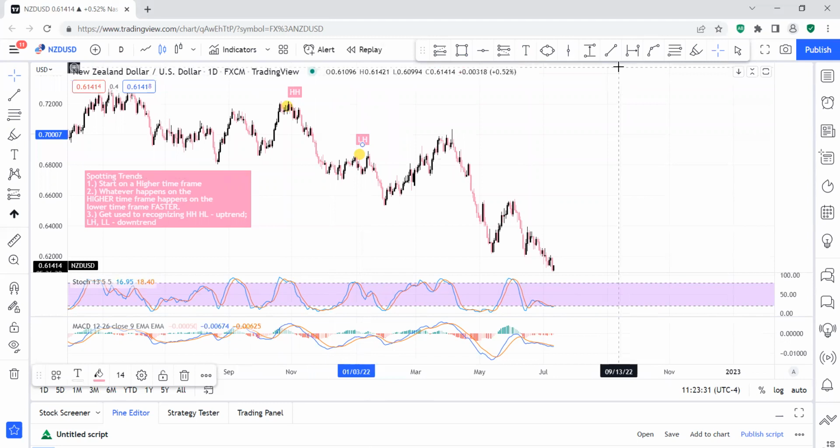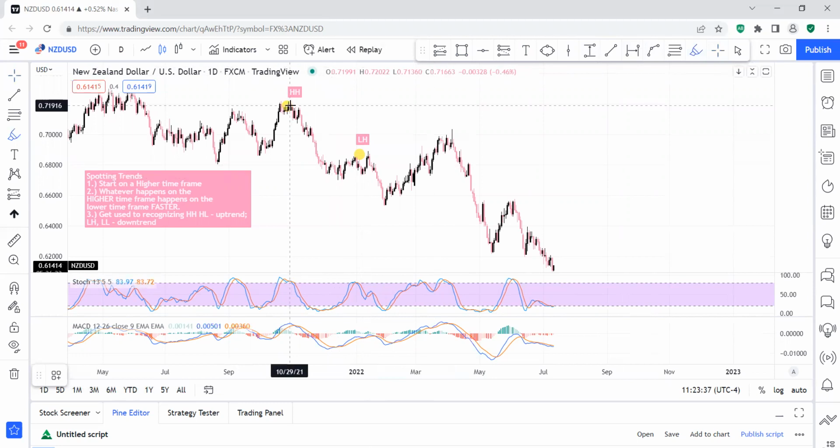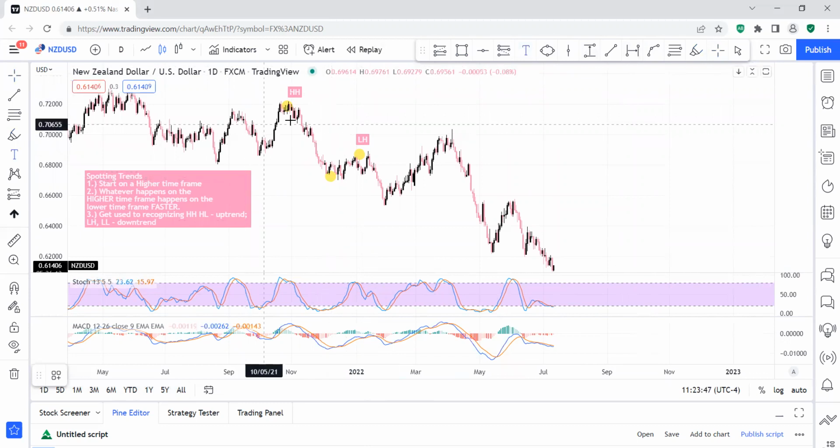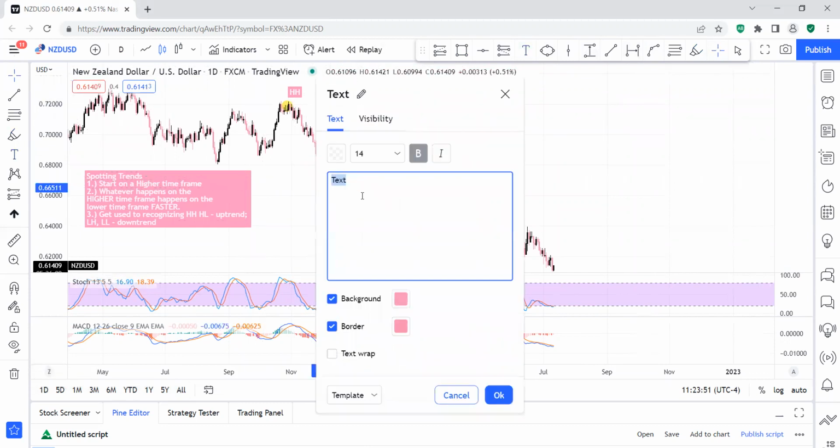And this will make more sense when I show you what a lower low is. So now we have our higher high. This point right here can be considered a lower low. And that's because it is lower than the high, and it's at the bottom.